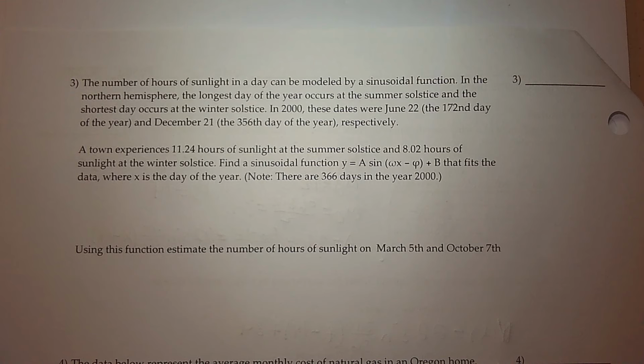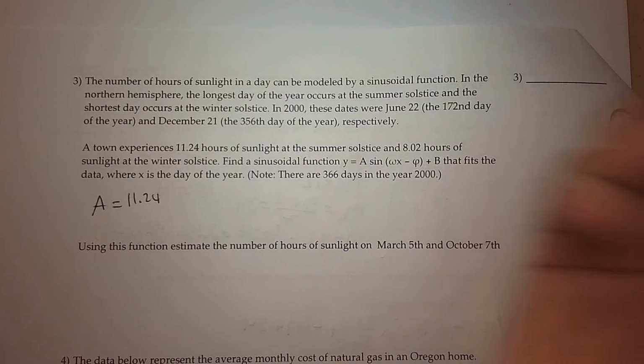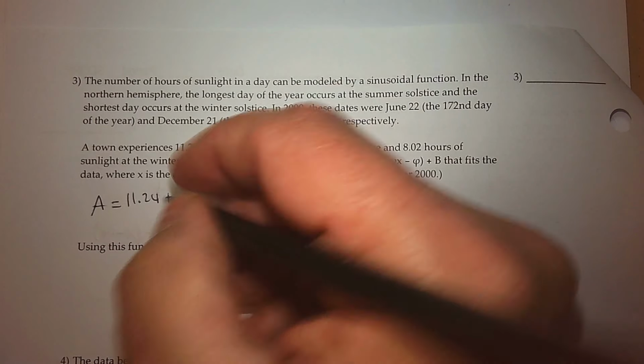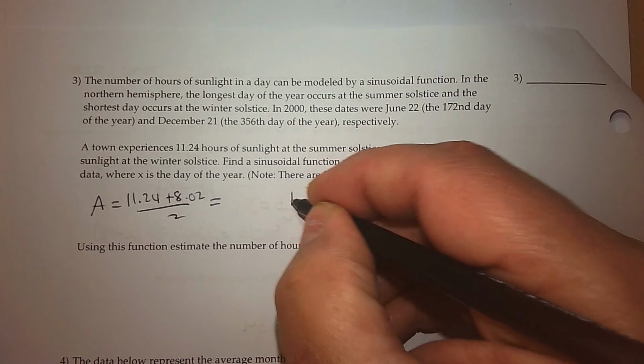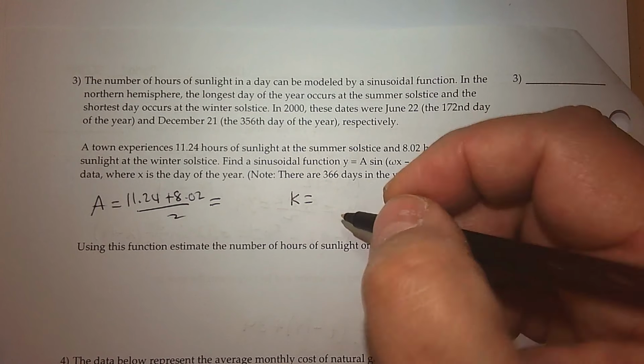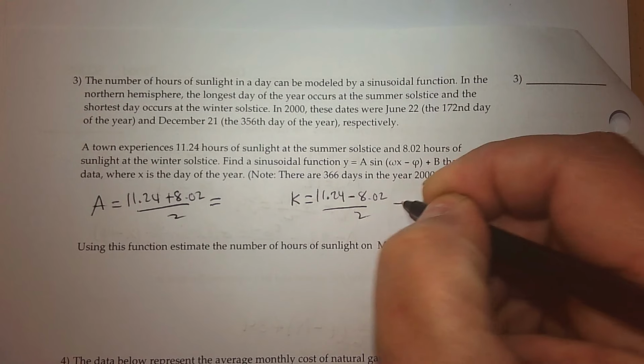So I try to teach you a quick little formula to find amplitude and the K or the midline, right? You're going to add and divide by 2, and then I'm going to just call it K. It's our vertical shift. We're going to subtract and divide by 2. Go for it. I need those numbers.